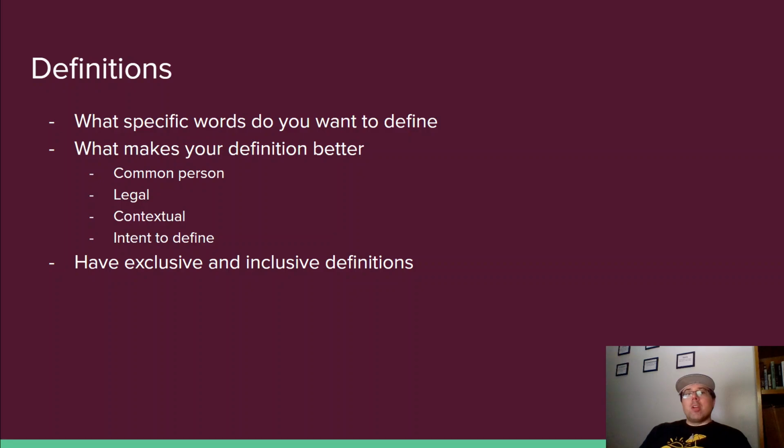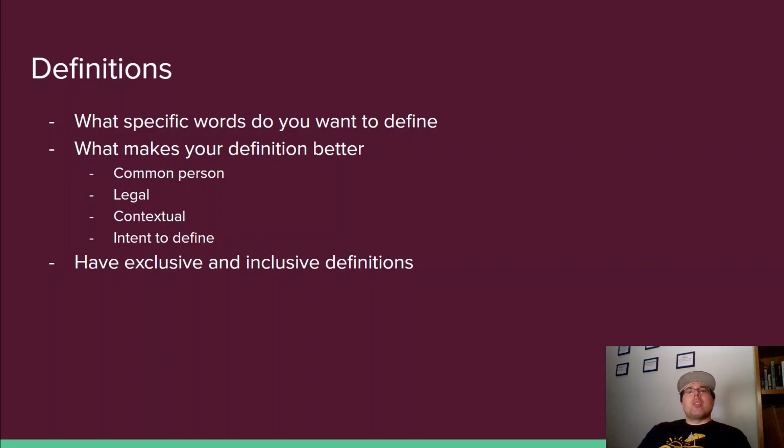First is the definitions. What specific words out of the resolution are you looking to define? You need to think about what makes your definition better than any other definition. Is it a common person definition? A common person definition should be the basis for how we go about researching a resolution. Is it a legal definition? Why are legal definitions better? Is it contextualized to the topic area? And why should that contextualization and experts dictate what the topic should be for that resolution?